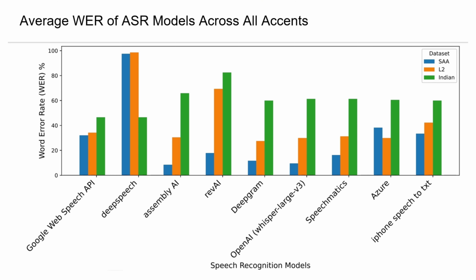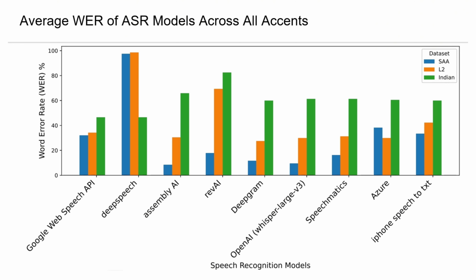Rev AI performed particularly poorly on this dataset, with WER exceeding 18%, while even the best performing models, such as Deepgram and OpenAI Whisper, struggle to achieve reasonable accuracy. The L2-ARCTIC dataset also shows higher WER than SAA, which aligns with the expectation that non-native English speech introduces additional complexity for ASR.